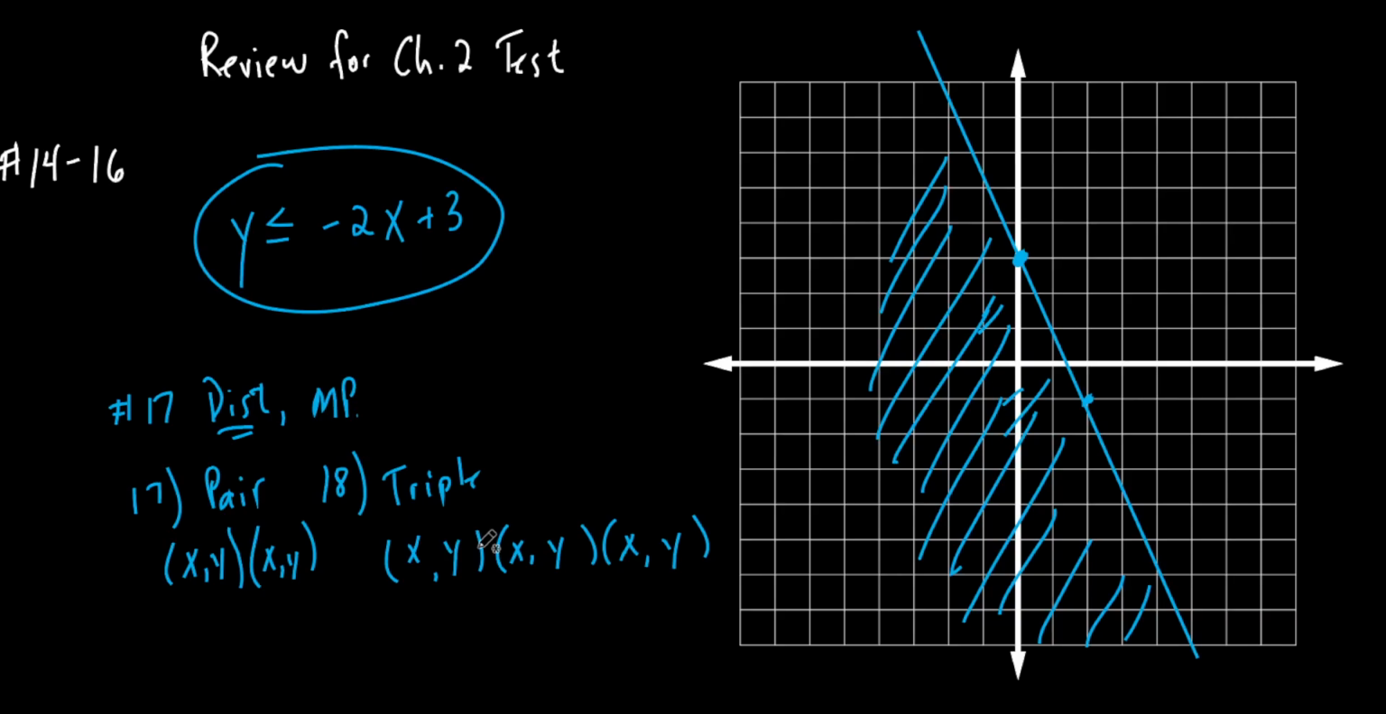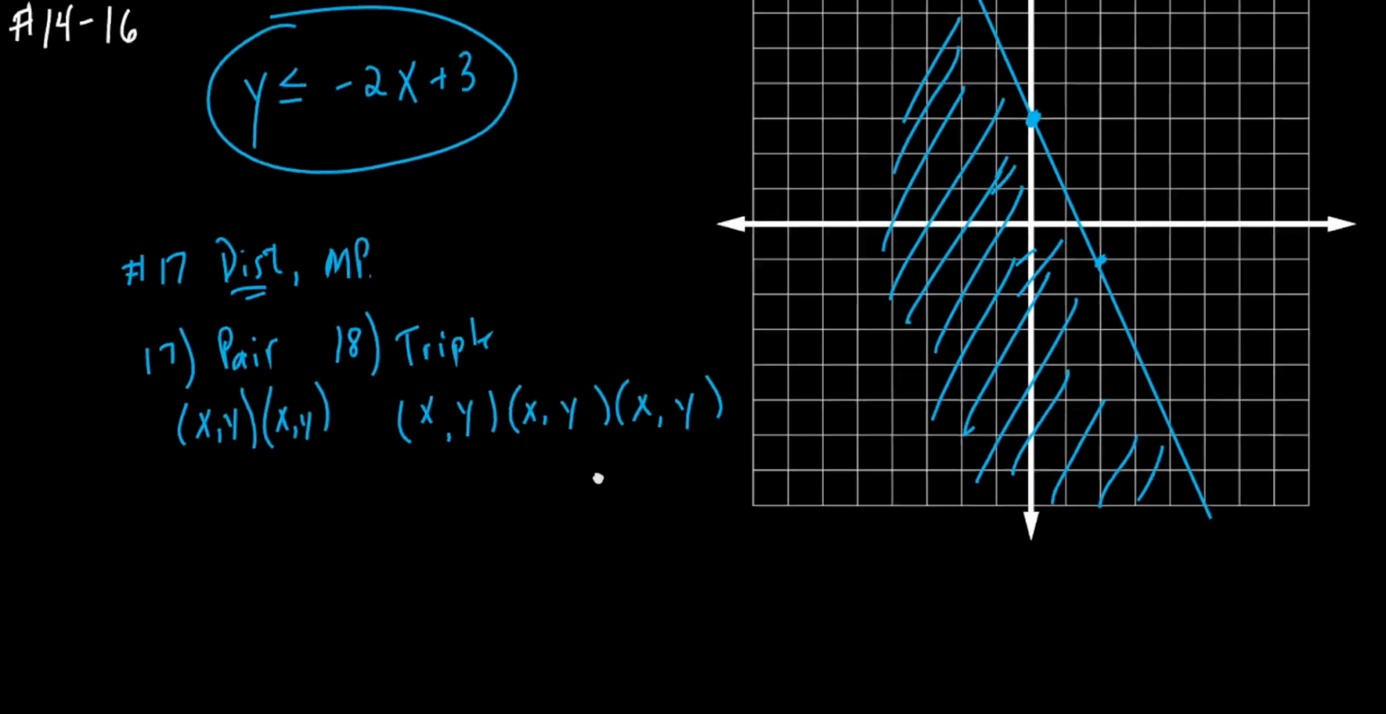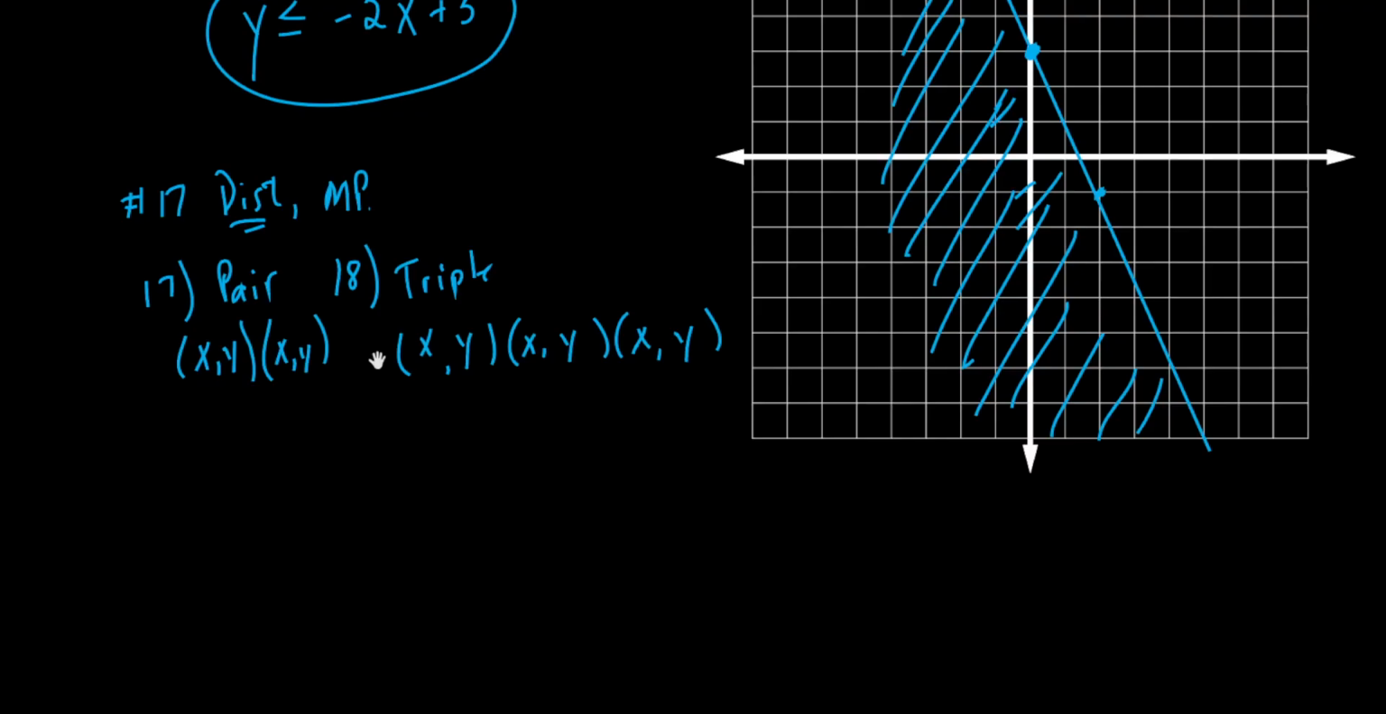So it's got an ordered triple. And then, of course, 19 and 20, same kind of deal, except instead of distance, it's going to be what? Midpoint. Okay, so midpoint here, midpoint here. You got 2 of them here. You got 3 of them here.